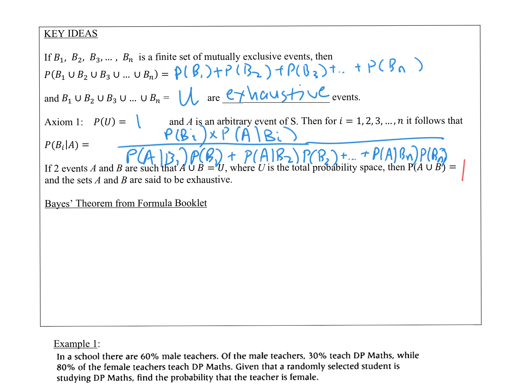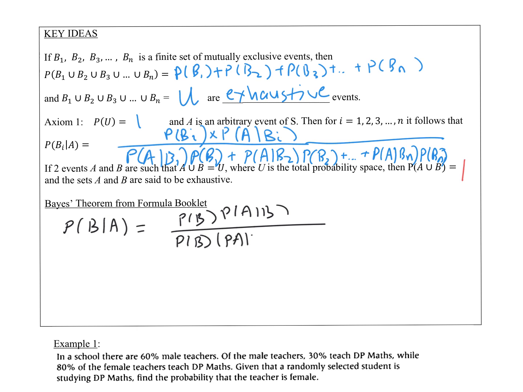So, from the formula booklet, you are given P(B given A) is equal to P(B) times P(A given B) over P(B) times P(A given B) plus P(B complement) times P(A given B complement).